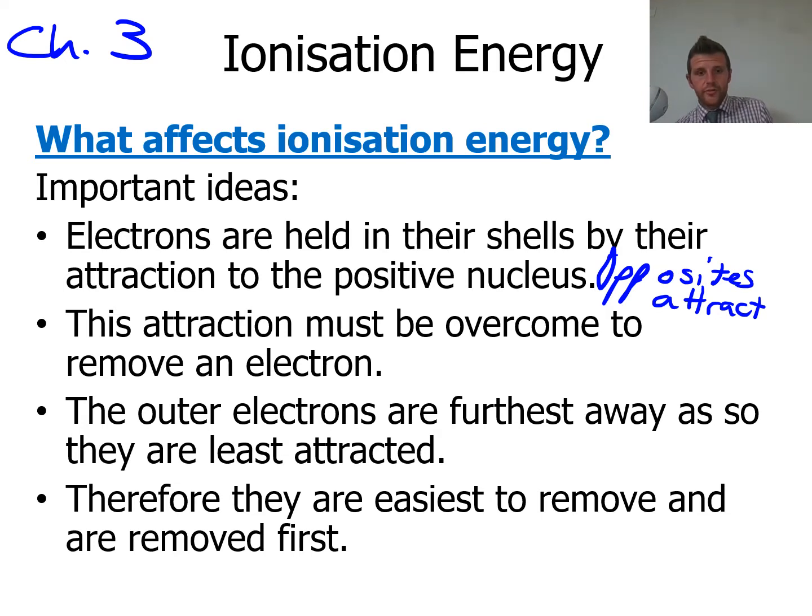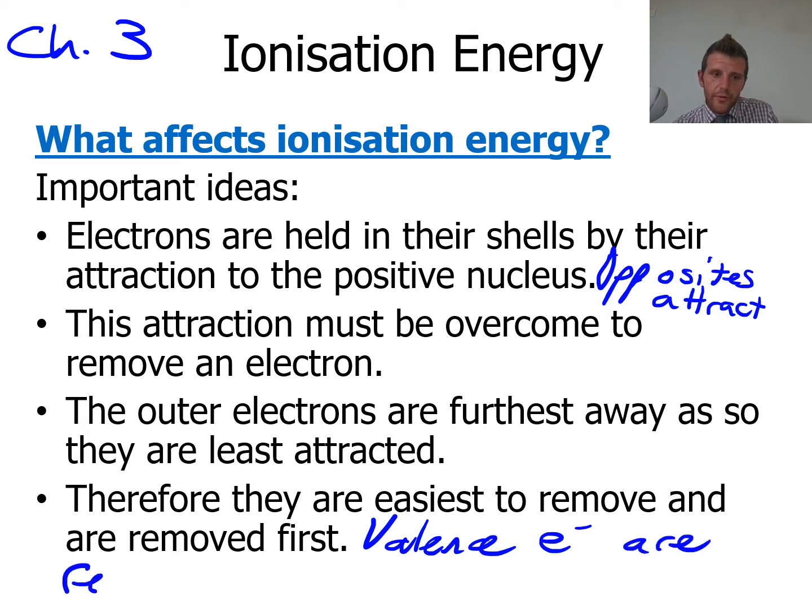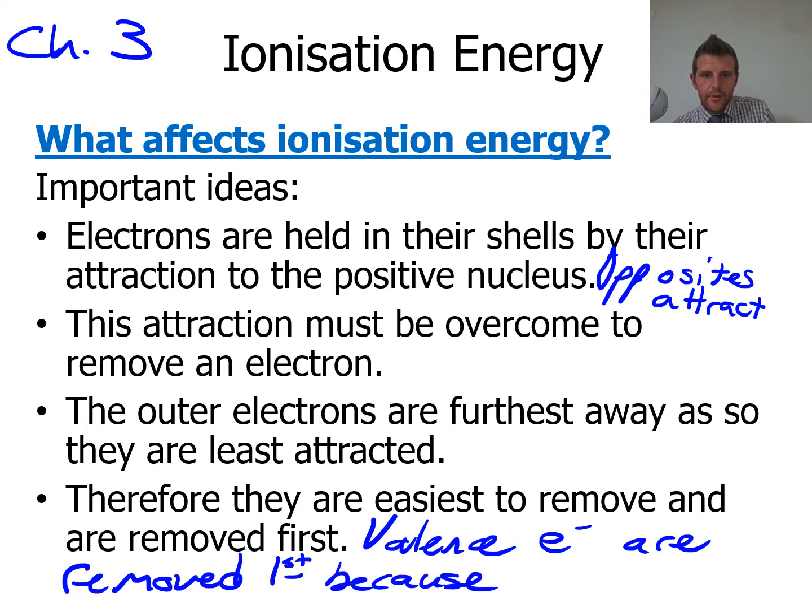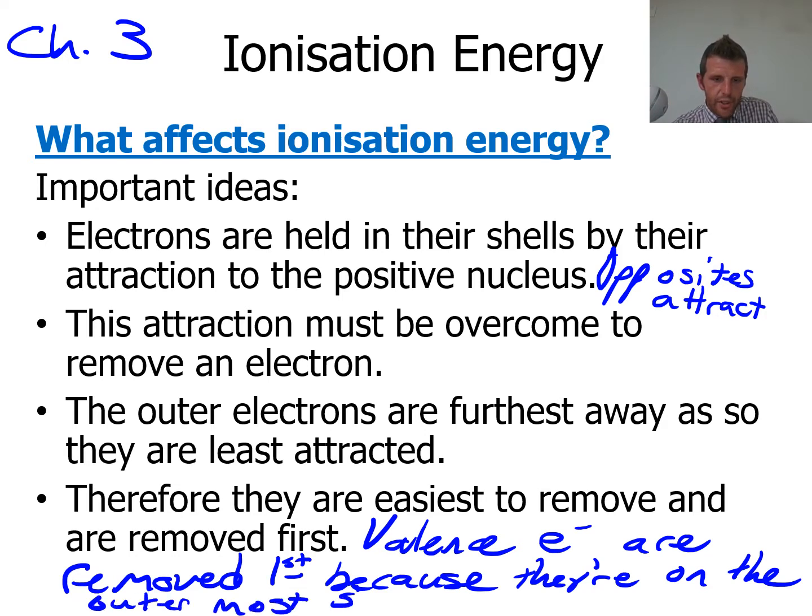In other words, I'm going to put this in layman's terms. Valence electrons are removed first because they're on the outermost shell. They're farthest away, so the attraction is the weakest. They're the easiest to pry away.